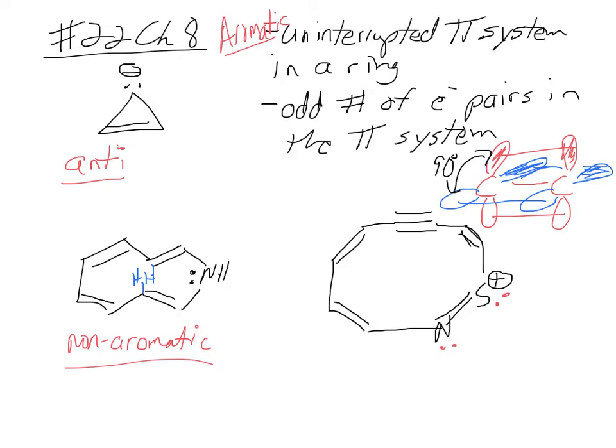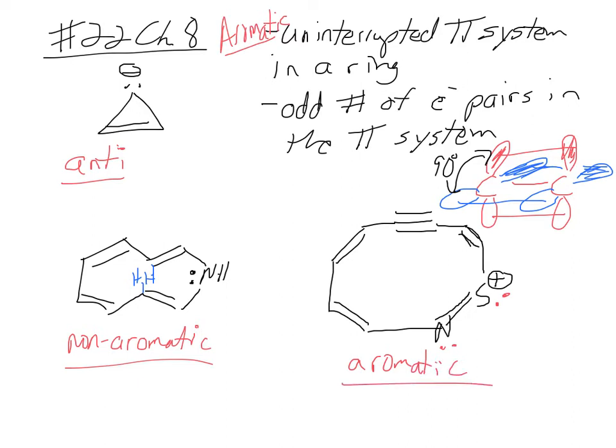So is it an uninterrupted pi system at this point? 1, 2, 3, 4, 5. Yep, looks like they're all sp2. Is there an odd number of pairs of electrons in the pi system? 1, 2, 3, 4, and 5. So I would call this aromatic. All right, so that makes sense.